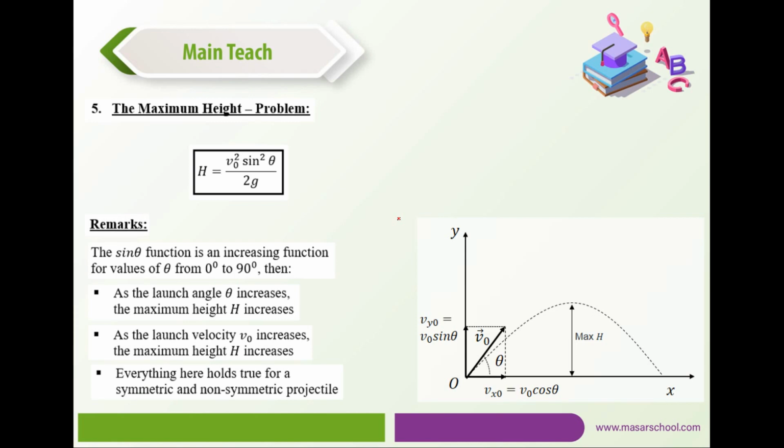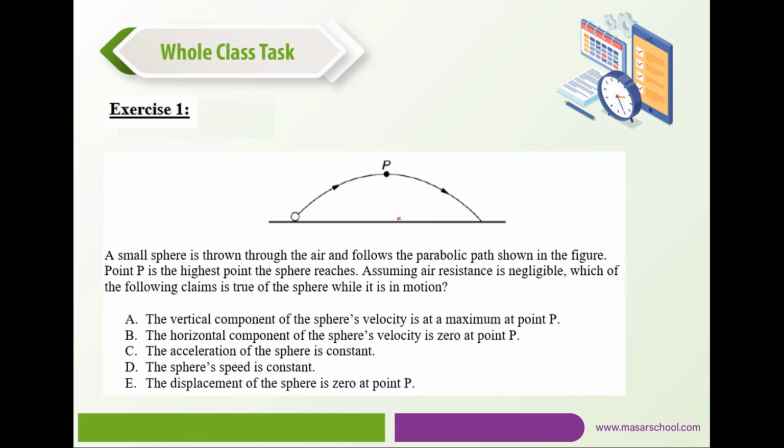Everything here holds true for a symmetric and non-symmetric projectile. Now let's start with the exercises. Exercise 1. A small sphere is thrown through the air and follows the parabolic path shown in the figure. Point P is the highest point the sphere reaches. Assuming air resistance is negligible, which of the following claims is true of the sphere while it is in motion?